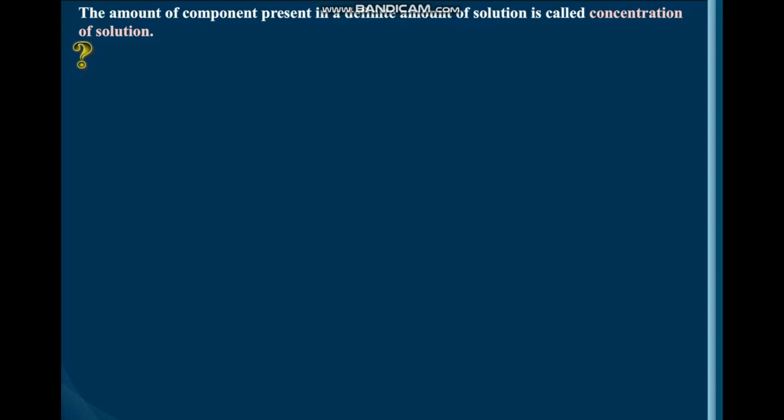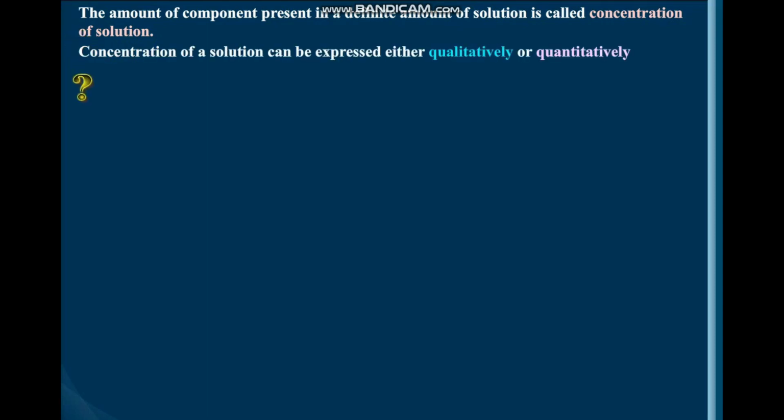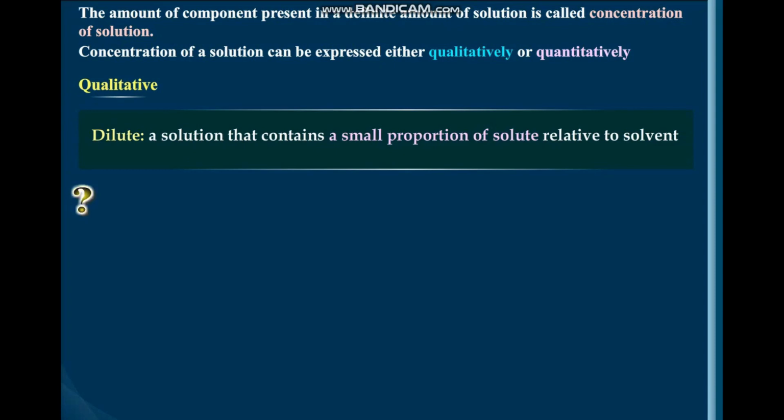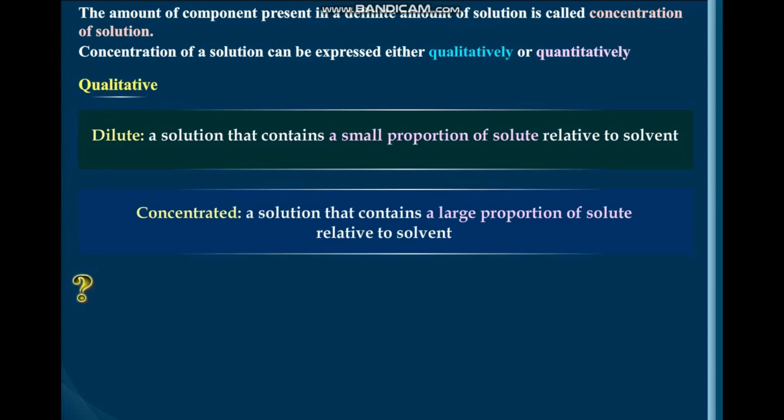So first is expressing the concentration of the solution. What is concentration? The amount of the component present in a definite amount of the solution is called the concentration of the solution. Concentration of a solution can be expressed either qualitatively or quantitatively. Qualitative: dilute. You know what a dilute solution is? A dilute solution is a solution that contains a small proportion of solute relative to the solvent. And a concentrated solution means a solution that contains a large proportion of solute relative to the solvent.